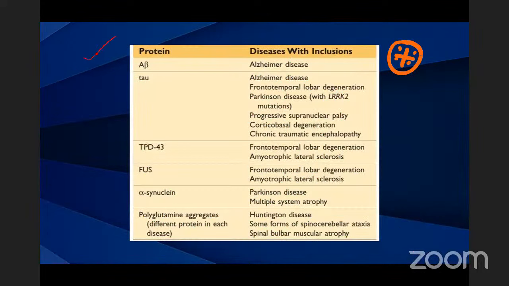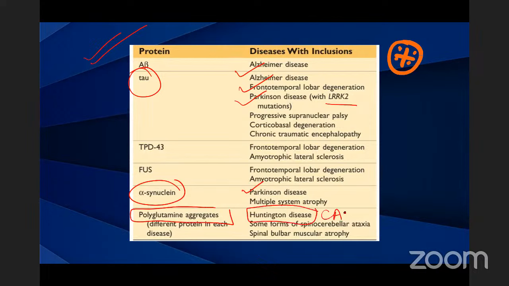Now, everybody should remember this chart from Robbins, which can be asked, of the diseases associated with tau. Remember Alzheimer's disease, frontotemporal dementia, and Parkinson's with LRRK2 mutations are typically associated with tau. Alpha synuclein is seen in Parkinson's and multisystem atrophy. And remember, polyglutamine aggregates are seen in Huntington's disease, where you have a lot of CAG repeats accumulating. Along with that, spinocerebellar ataxia also shows CAG accumulations. But A beta is only deposited in Alzheimer's, which you should be very clear with. TDP-43, remember, is in frontotemporal dementia and amyotrophic lateral sclerosis, and FUS is basically again frontotemporal dementia and amyotrophic lateral sclerosis. So that is one chart which you should remember for neurodegenerations.